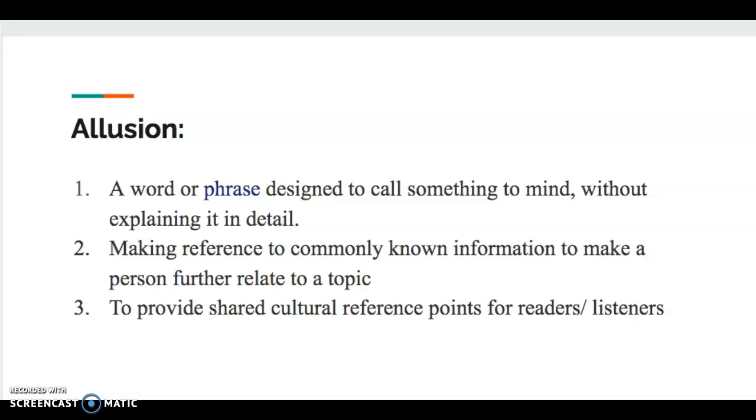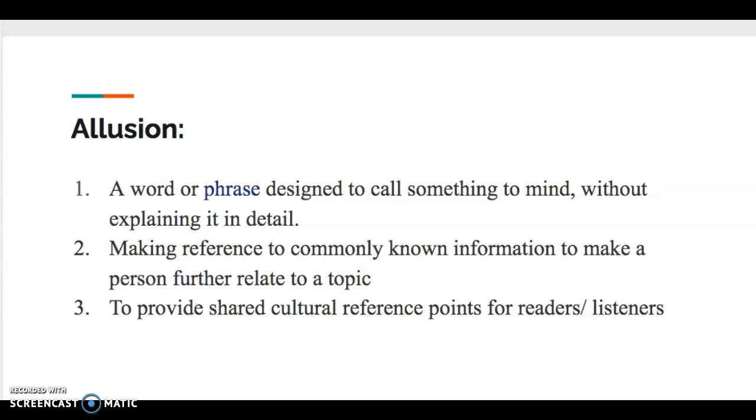First of all, an allusion. The definition is there are 3 different ways to phrase it. Number 1, it could be a word or phrase designed to call something to mind without explaining it in detail. So it's like when you say something and people automatically understand what you're talking about. Sometimes these are inside jokes even.